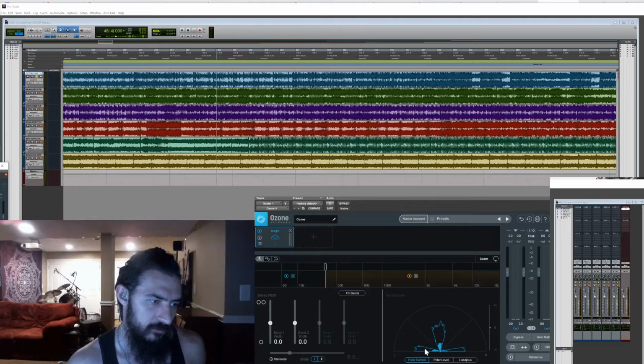So I'm noticing a lot of out of phase information, which I feel like a lot of people talk about like it's a bad thing. I don't think it is. I mean, of course, downmixed to mono, it can be a problem. Let's look at the low-end information here. I noticed there's a lot of low-end, and that's what I'm trying to make for my own thing.